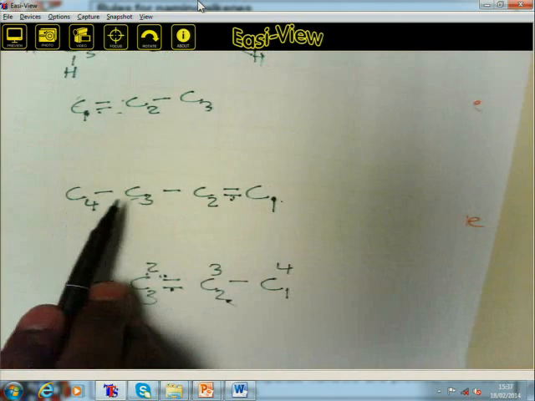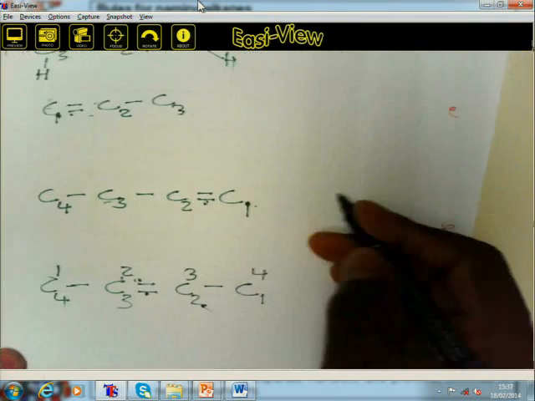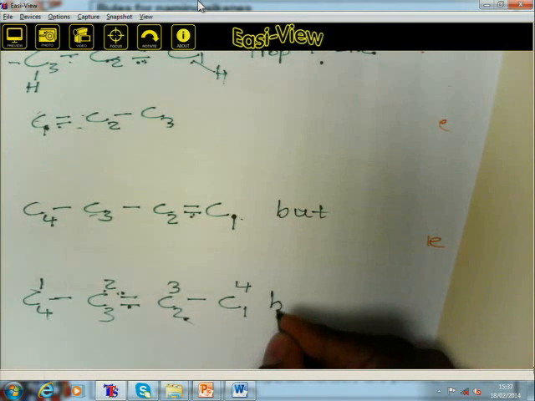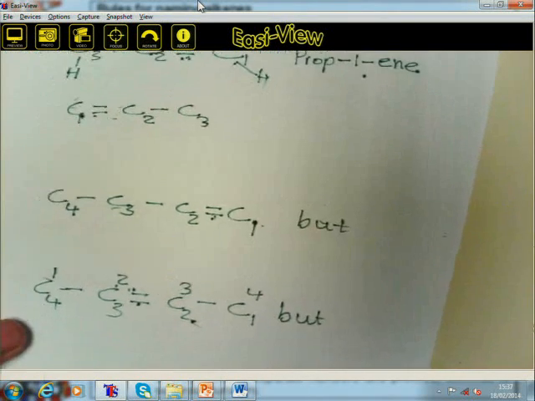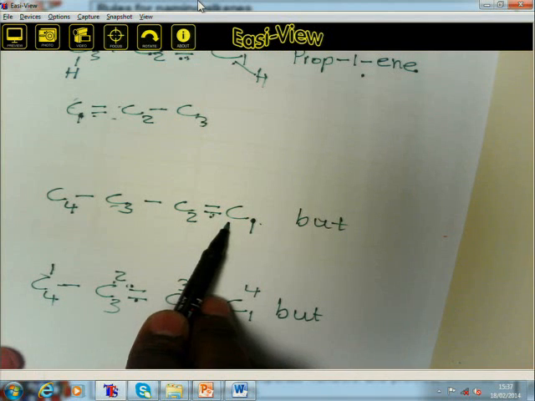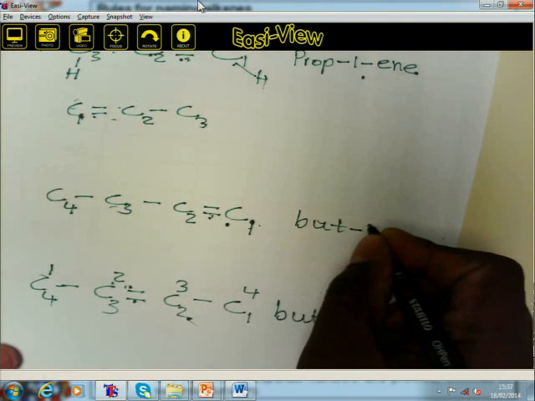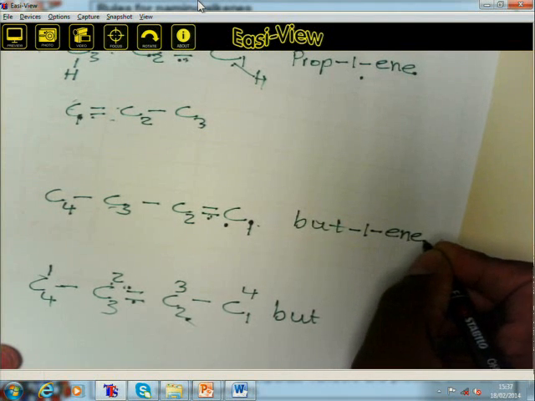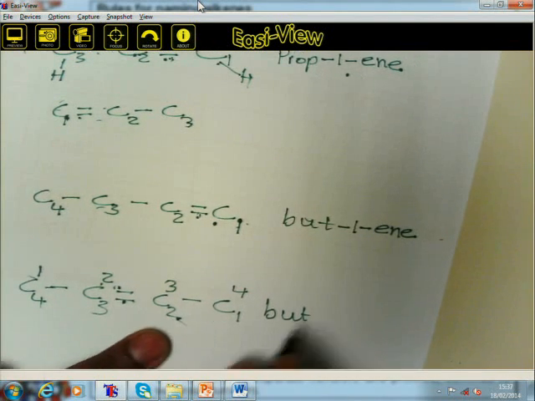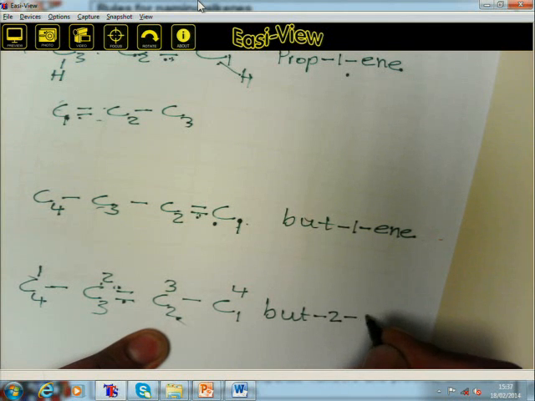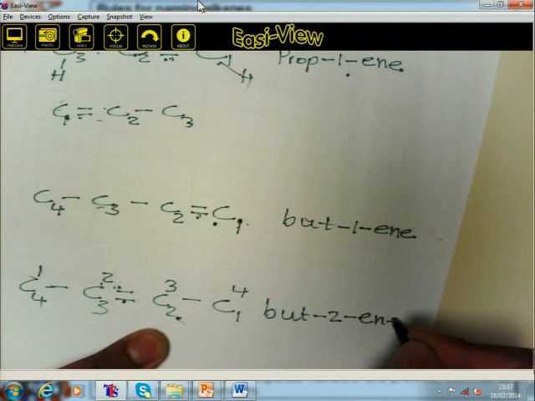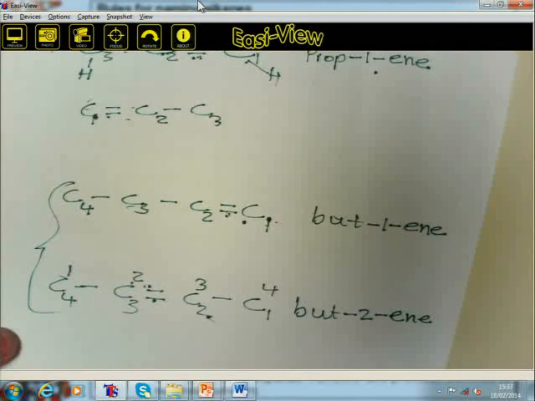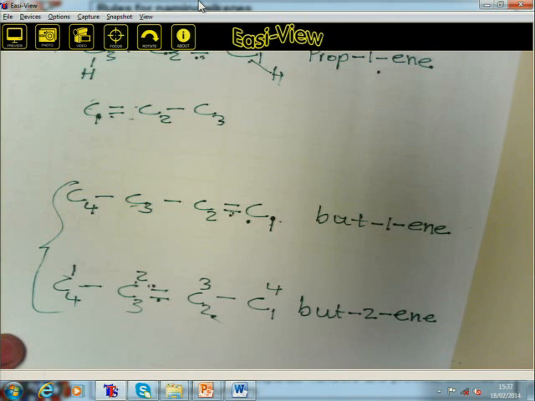Even though we've got 4 carbons, we know that it should be viewed for 4 carbons. This one is also viewed. But if I look at the first structure that I have there, after carbon number 1, I've got a double bond, E-N-E. But this one, after carbon number 2, I've got a double bond, E-N-E. So these are my isomers for the alkene.